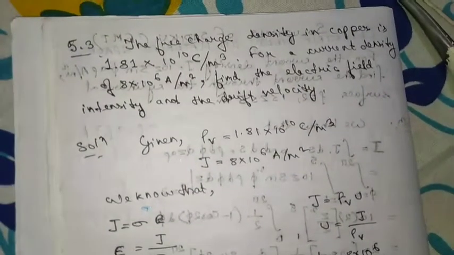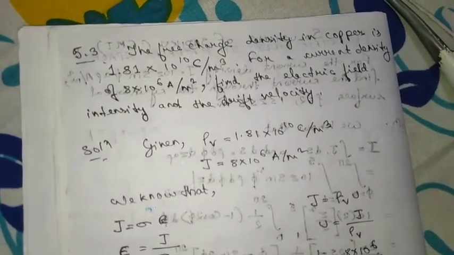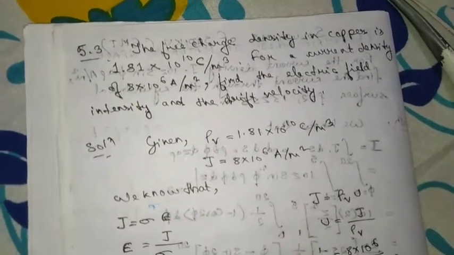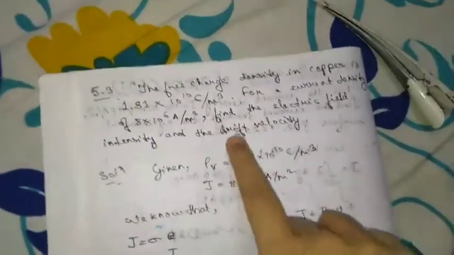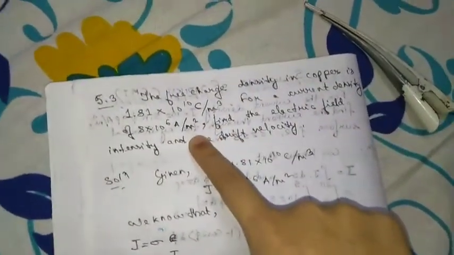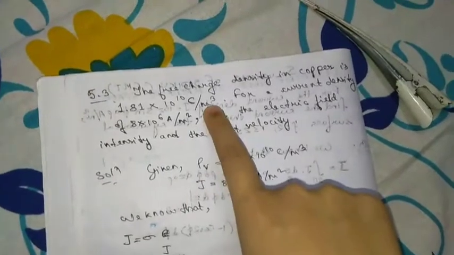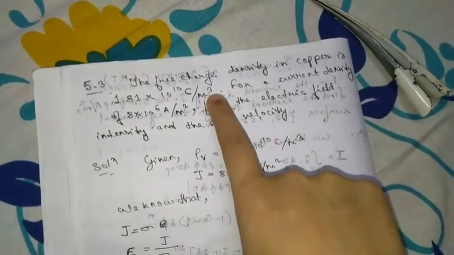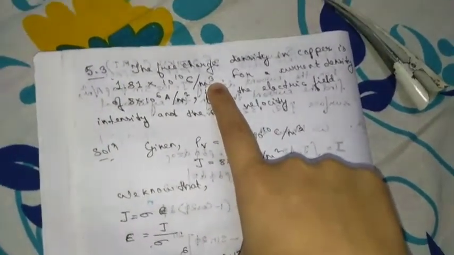Next, let's move to the third question. In the third question, the free charge density in copper is 1.81 into 10 to the power 10 coulomb per meter cube. That means it is volume charge density. So remember one thing, when it is given per meter cube, that means it is volume charge density. So everyone knows that.